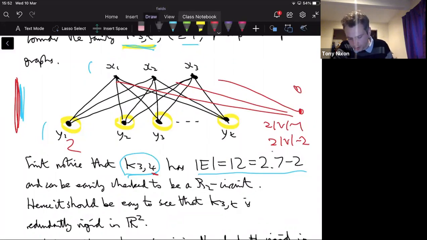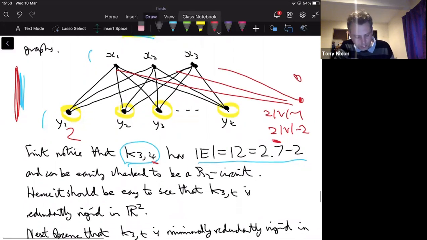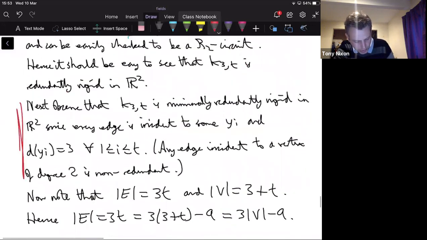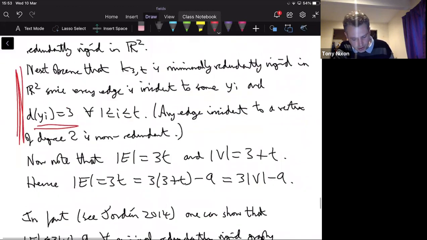So if I keep the scalar as a 2, each time t goes up, I just add 1 to the constant each time. So I get 2v plus something. I have to think about how that works as a 3v minus something count. So this is what I said about the minimality of K_{3,t}.